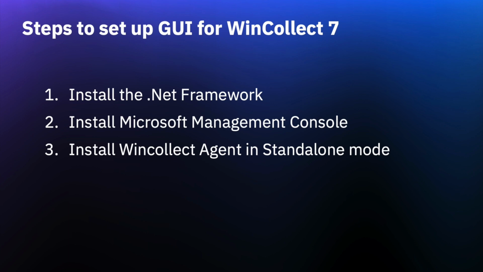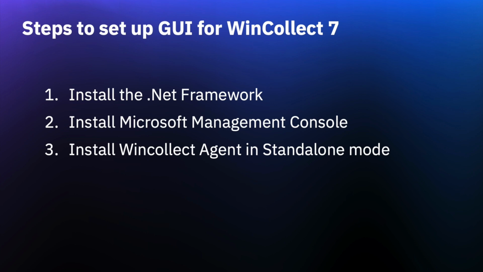for WinCollect version 7. As some of you may already know, in WinCollect 7 standalone, the GUI is not installed by default. So to set it up, we need to follow these three key steps. First one is install the .NET framework. Second one is install Microsoft Management Console, and third is install the WinCollect agent in standalone mode. Please note that these steps are specifically for WinCollect 7 standalone version.